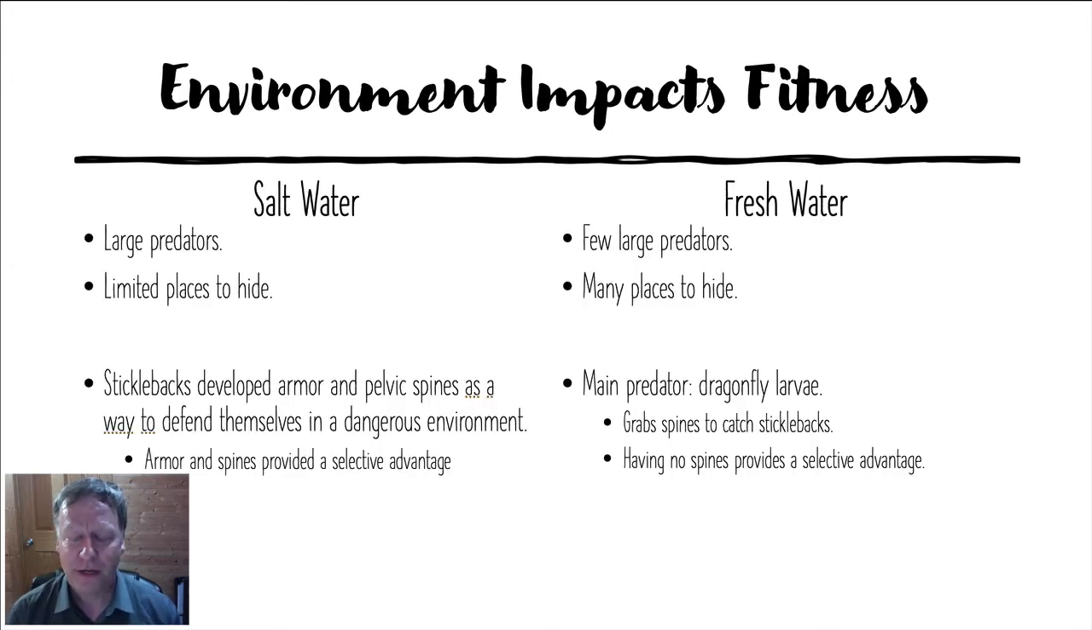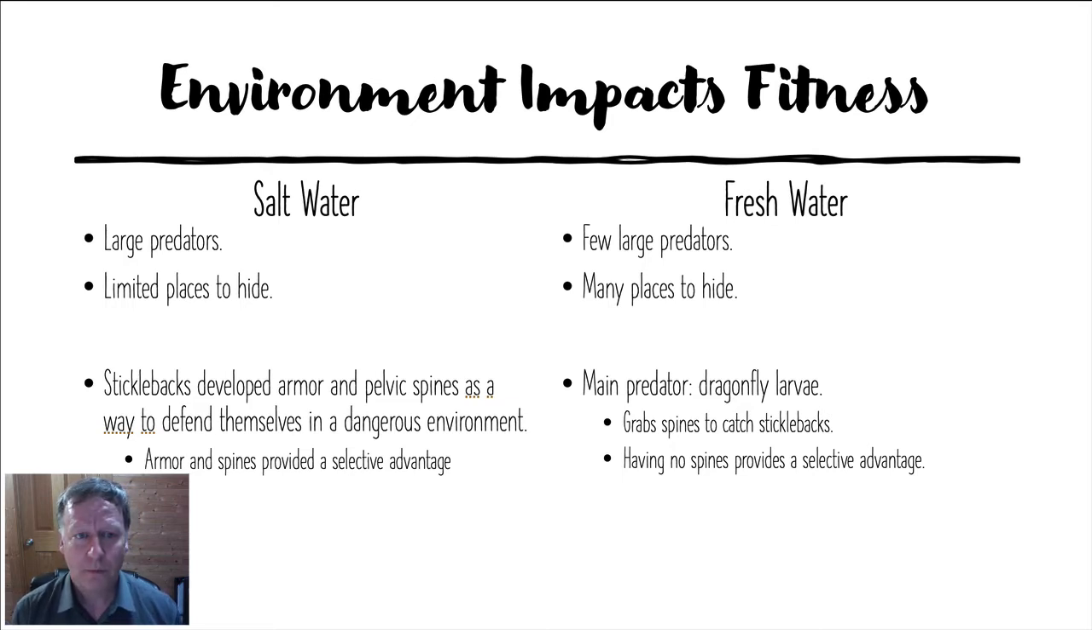Environment impacts fitness. We've seen this multiple times throughout this unit. And sticklebacks are found in saltwater and freshwater. They're unusual among fish in that they can go back and forth. Generally, adult sticklebacks live in the ocean. However, when it comes time to spawn, for them to breed, they swim into freshwater streams and lakes, and they will spawn there. Well, in the different environments, we have very different circumstances, different environmental conditions, and different selective pressures.